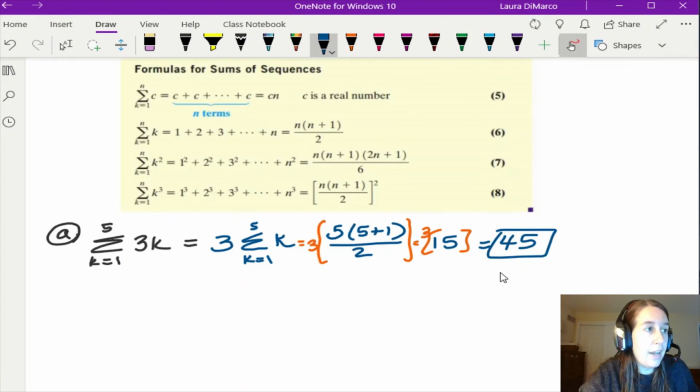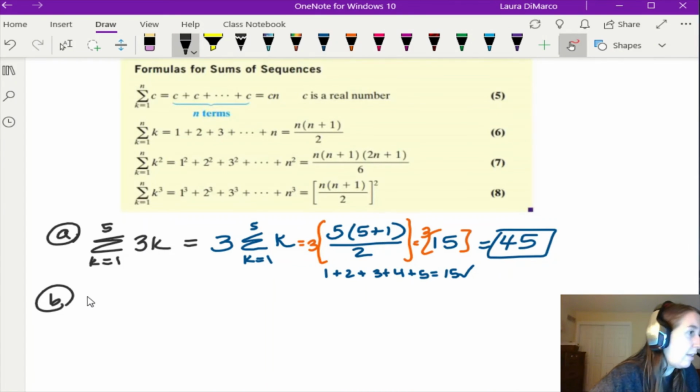Okay, now if you wanted to not use the formula to find this part, this would be just 1 plus 2 plus 3 plus 4 plus 5. So that looks like 3 plus 3, 6 plus 4, 10 plus 5, 15. Okay, that's just the formula worked out. All right, let's do another.